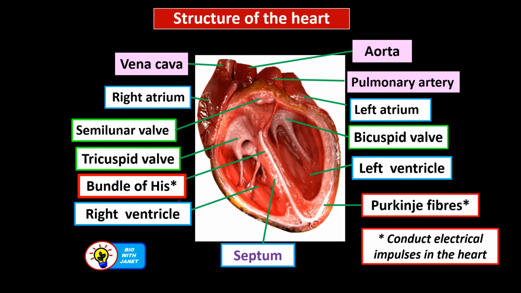Then finally, we have the bundle of His, which are the fibers that can help to conduct electrical impulses through the septum. And the bundle of His is joined to the Purkinje fibers that are found in the walls of the two ventricles. So Purkinje fibers also help to conduct electrical impulses in the heart, which finally cause the ventricles to contract. So we'll find out more about this as we go along.